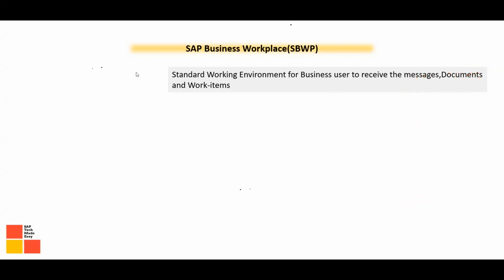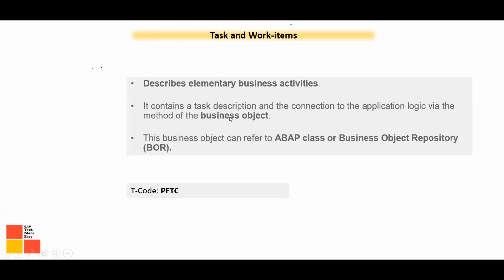So now let's go to the next slide and try to understand what the task and work items are. We have just understood that for each step in the workflow, there is generally a task associated with it. All the activity in the workflow is associated with a task. Once I show you the demo, it will be easier.